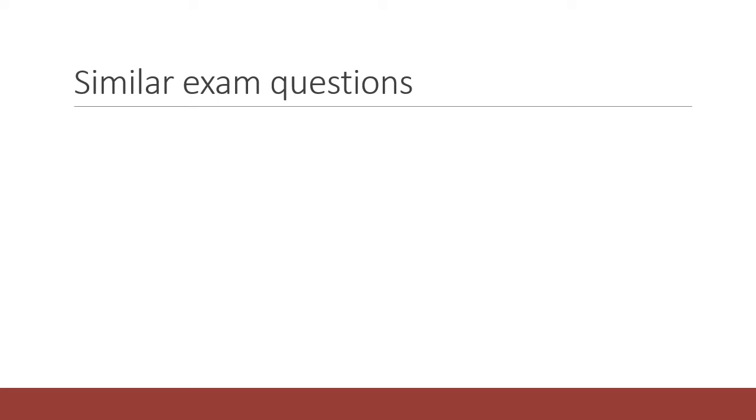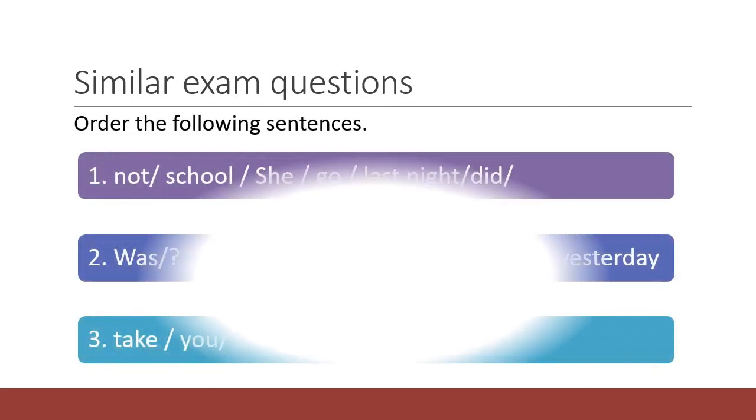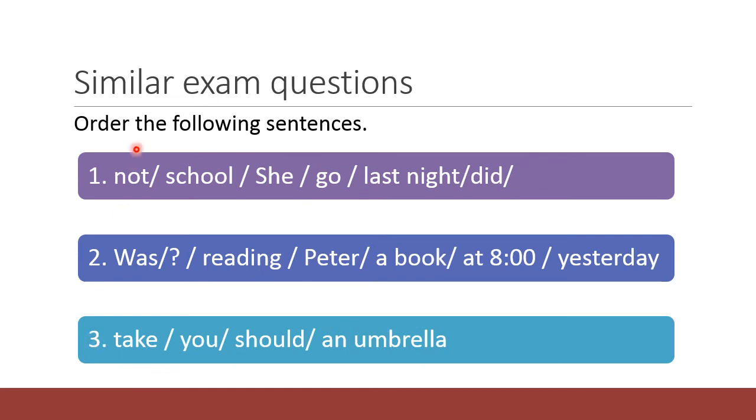Now we're going to practice with similar questions, similar exam questions. Order the following sentences. Okay? So here you have 3 sentences that don't have the words in order. So you have to first identify what type of sentence you have. For example, in the first sentence, if you see not, you're talking about a negative sentence. In the second sentence, if you see a question mark, you're talking about an interrogative sentence. And third, if you don't have not or question mark, it means it is an affirmative sentence.